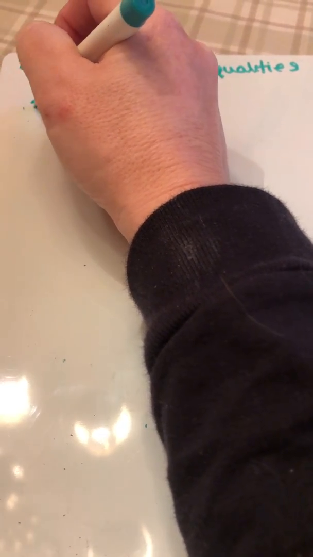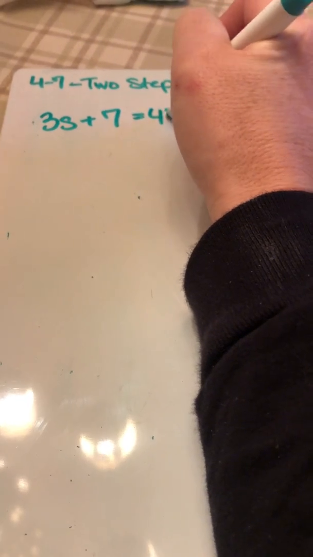I posted work for you all just on two-step equations for Monday and Tuesday. So now we're going to apply that to inequalities. Something I gave you for your homework looked something like this, where I might have given you 3s plus 7 is equal to 43.